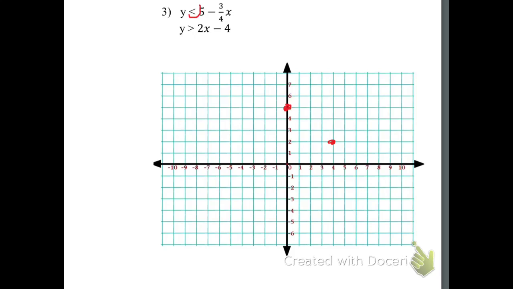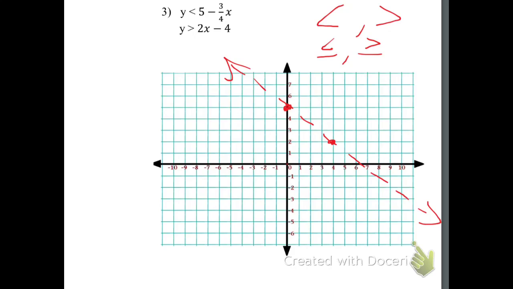But before you draw it, look at your symbol there. If it's just less than or just greater than, you're going to use a dashed line. If it's less than or equal to, or greater than or equal to, you're going to use a solid line. This one is just less than, so we're going to do a dashed line that goes through those points. Dash, dash, dash. Put arrows on the end. And this one is almost done. We got the line part.